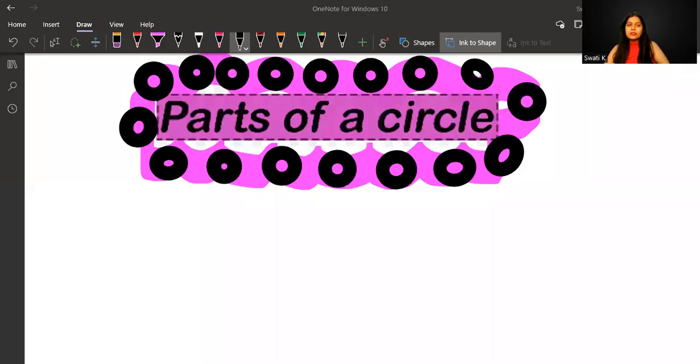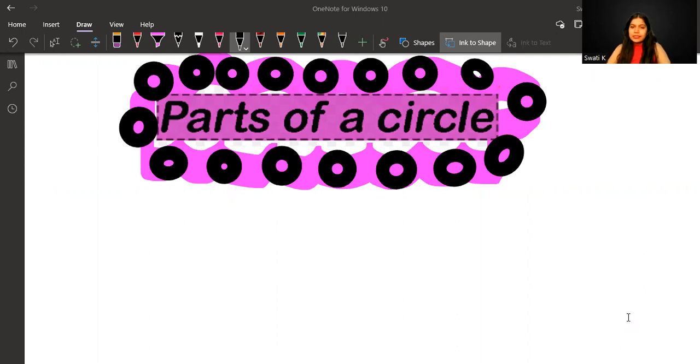And the very first thing, I have written here parts of circle, but of course the very first thing that I'm going to explain here is the meaning of a circle. Circle is absolutely a 2D shape, so it is a two-dimensional shape. It is a closed figure. It has a curved boundary. It has many parts. Now talking about the parts, I'll tell you about the parts in this video only.